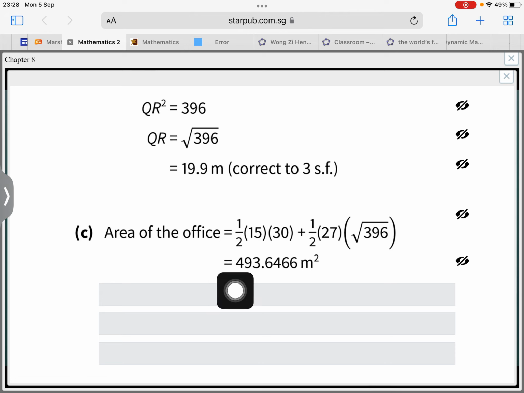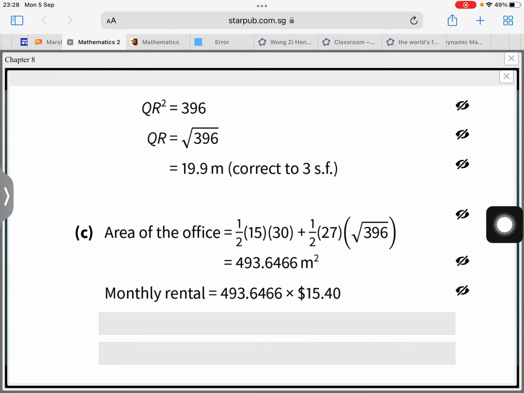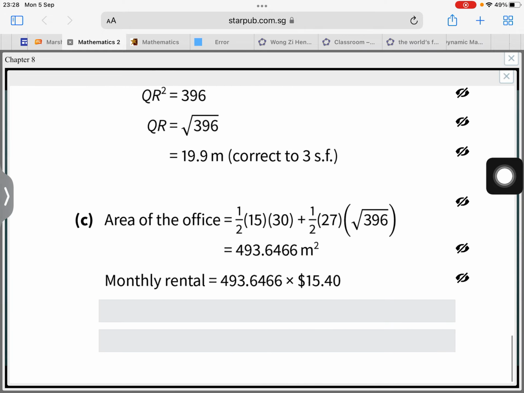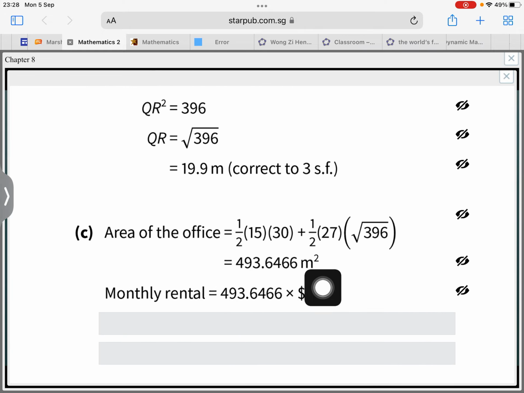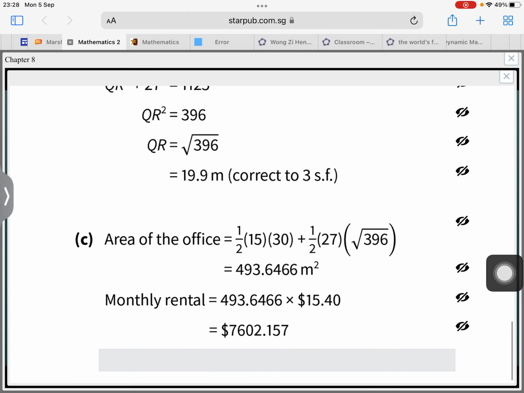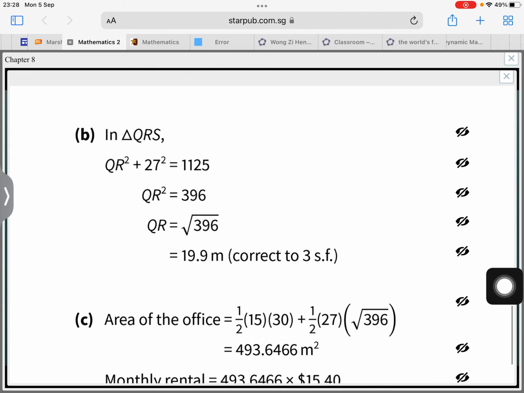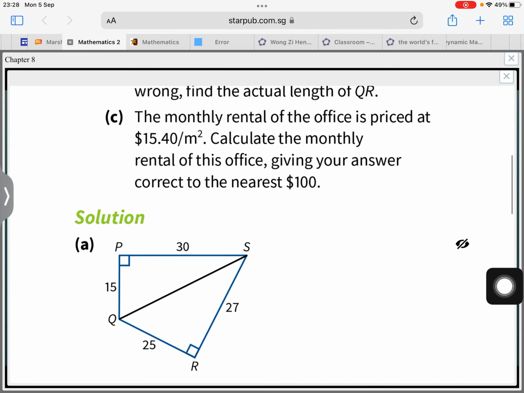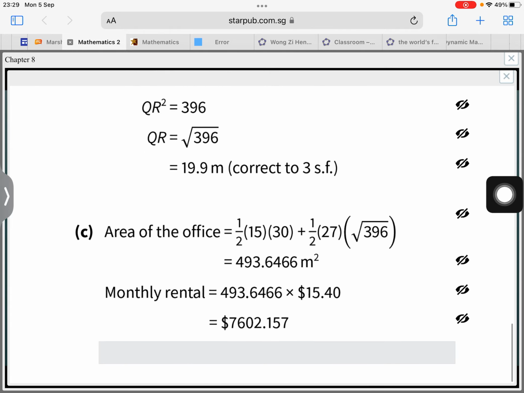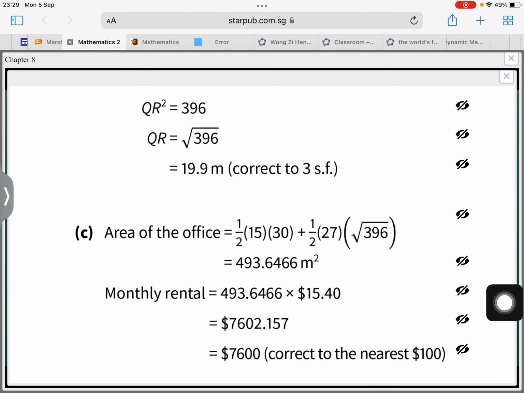You key in, you get 493.6 and so on. Don't round off yet, because you are going to use it to calculate. They tell you that per meter square is $15.40. So since there's 493 point something meter square, you take this times $15.40, you get about this. Don't just round off to the nearest cents, even though that's the usual thing you do. Over here they say give your answer to the nearest $100. So to the nearest $100, I'll round off to $7,600.